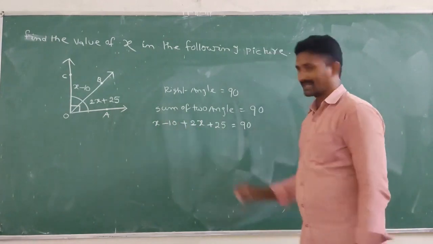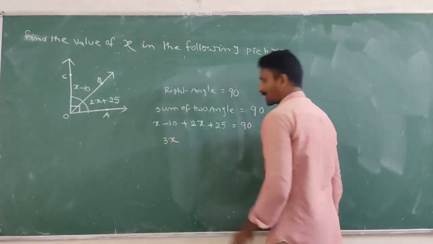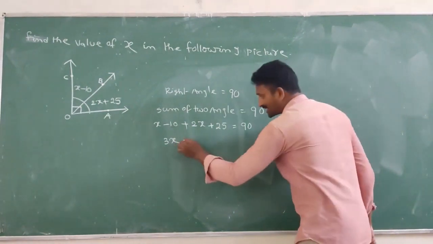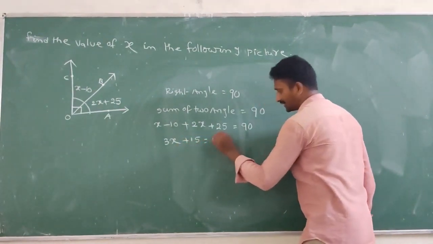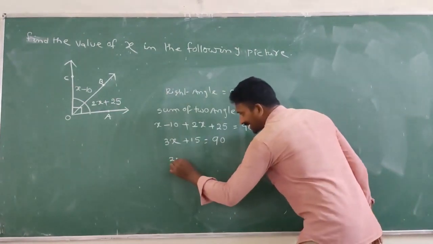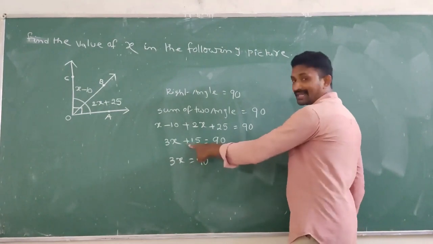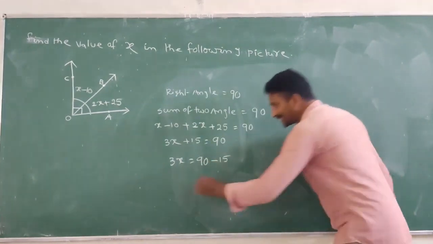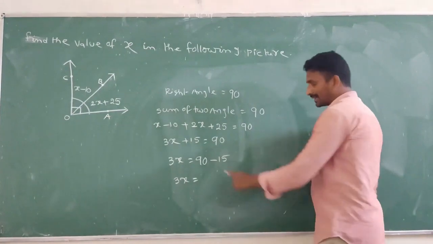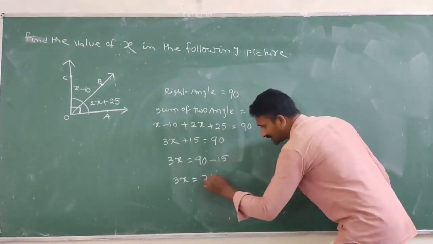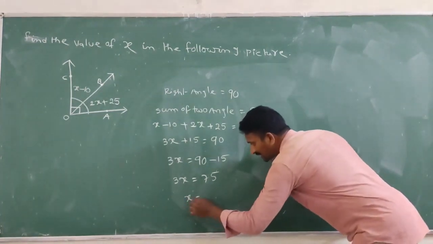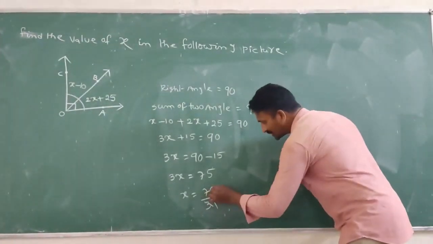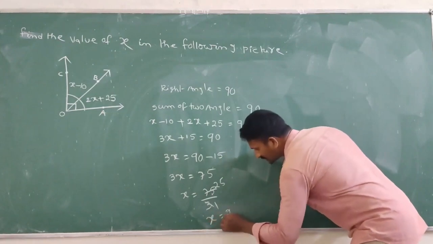x plus 2x is 3x, minus 10 plus 25 is plus 15, equal to 90. 3x equal to 90 minus 15, since plus 15 transposed becomes minus 15. 3x equal to 75. x equal to 75 by 3. 3 twenty-fives are 75. x equal to 25.